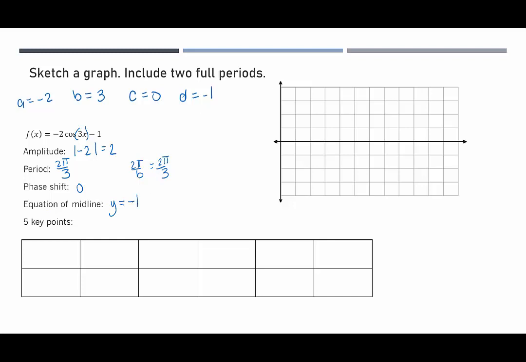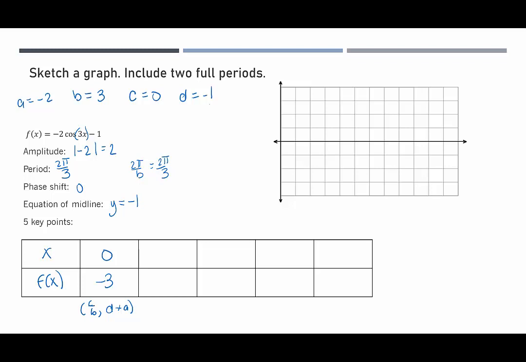Okay, so now we want to figure out our 5 key points. So we're going to have x and f of x. To figure out the 5 key points, the first one we're going to look at is going to be c over b, comma, d plus a. So c over b is 0, so we're going to have x is 0. D plus a will be -1 plus -2 down at -3. So -3 should be the lowest point of this graph.